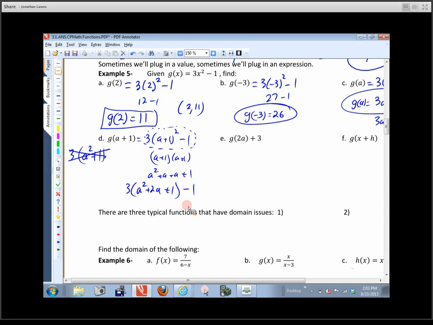Squaring binomials is a really important skill. Yesterday we were completing the square. So I'm going to distribute through. Here's what I've got. So that means the end answer is going to be 3a squared plus 6a, and then these two are like terms. I've got 3 minus 1, so I get out a 2. Okay? That's probably the best way to write that one.